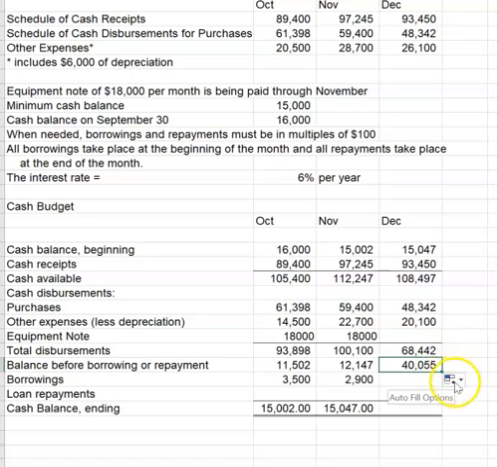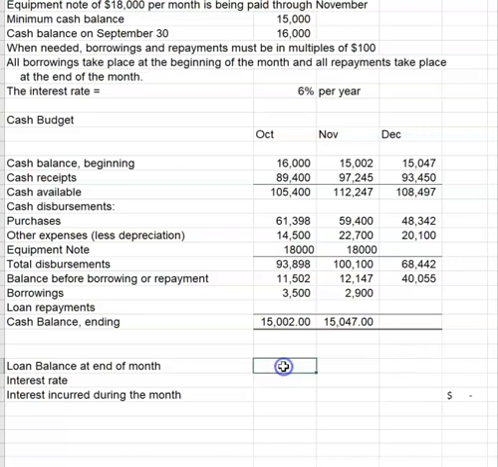Okay, we have to pay back our loans, and we have to pay the interest. The interest is 6% per year. So we can see in October, we had a loan balance of $3,500, and we have to pay interest of 6% per year. So I'm going to take that 6%, divide that by 12, because that'll give us one month of interest. So the $3,500 times the 0.5%, we've got $17.50 in interest for October.